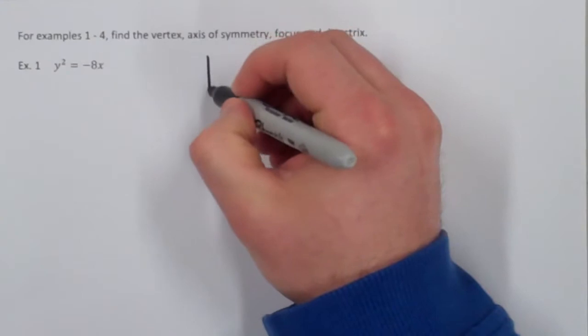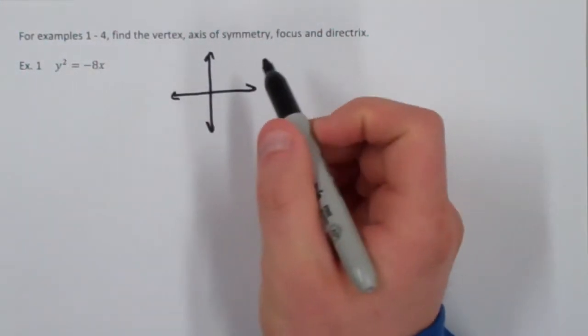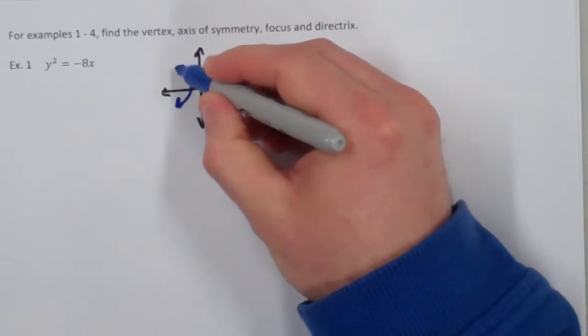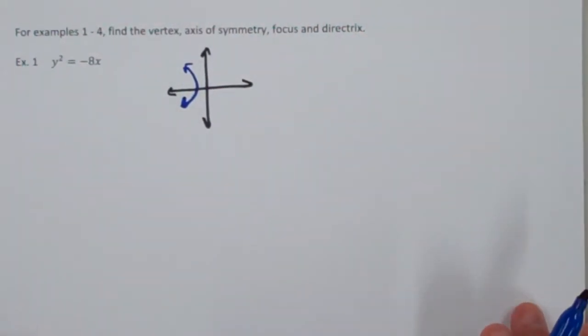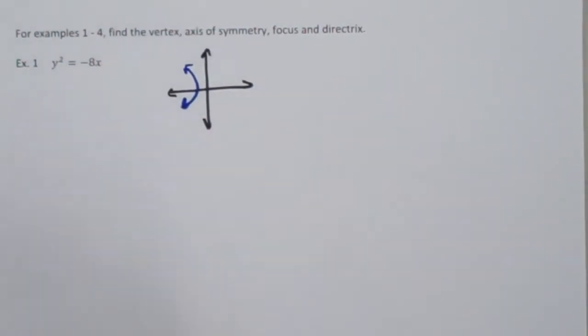If we draw a little graph of this, we don't know where it's going to be just quite yet, but it's going to be something that looks maybe like this. Who knows? But just a quick sketch to give us kind of a clue as to what's happening.